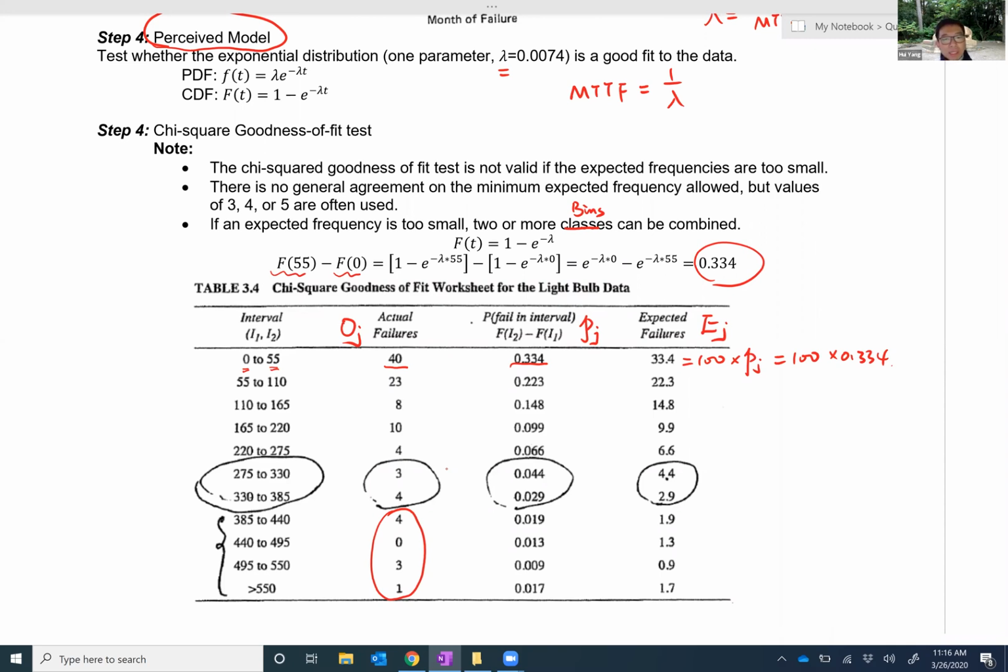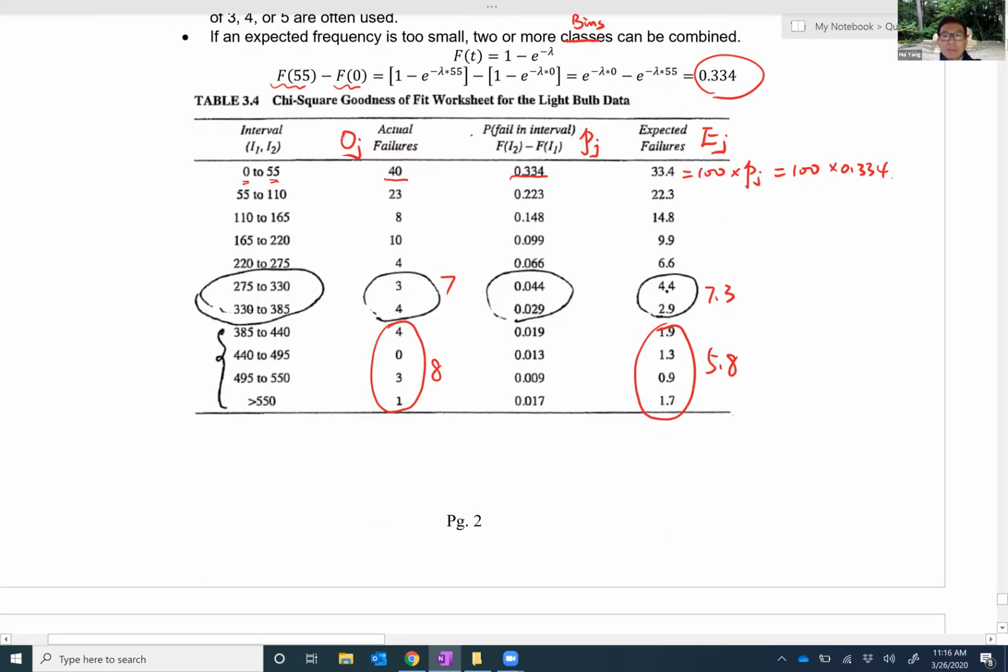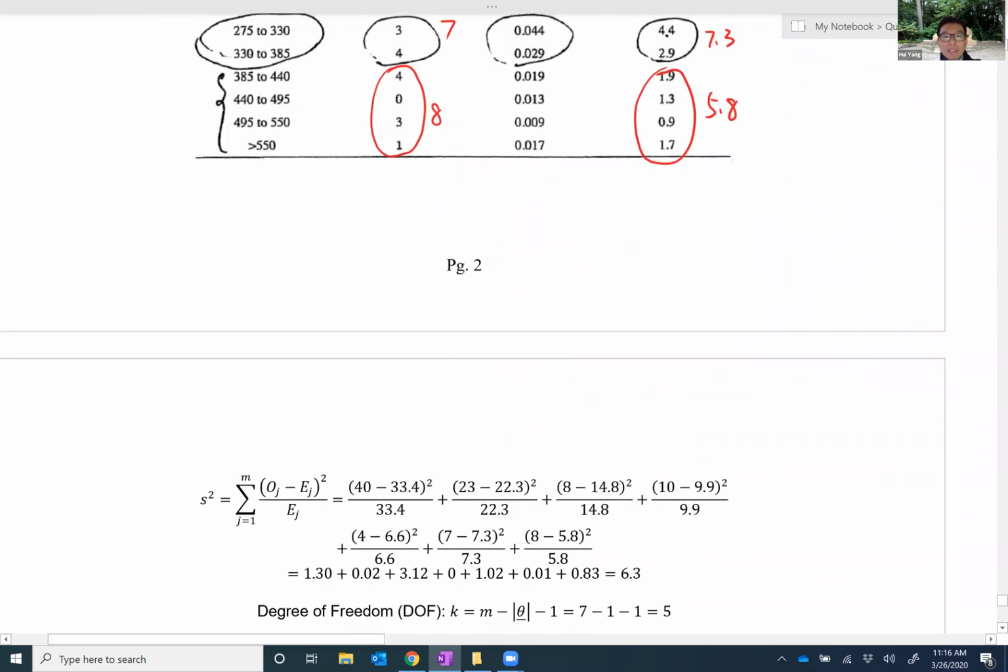Okay. So if we combine this group together, this will be 8, this will be 7. But what we expect over here will be 4.4, 2.9. This is 7.3, okay? And this group, if we add them together, this will be 92976, right? So this will be 5.8. Now we have OJ, EJ. Now next is to calculate the S square.